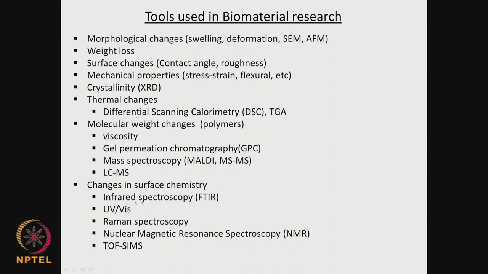There are many tools there, like infrared spectroscopy, Fourier transform infrared spectroscopy, UV visible, Raman spectroscopy, nuclear magnetic resonance spectroscopy, and time of flight SIMS, that is, secondary ion mass spec. If you are bombarding a surface with electrons, the ions that are produced are called secondary ions, so we try to characterize them. So you see a lot of these tools for the physical and chemical changes happening to your biomaterial, surface changes, bulk changes, all these.